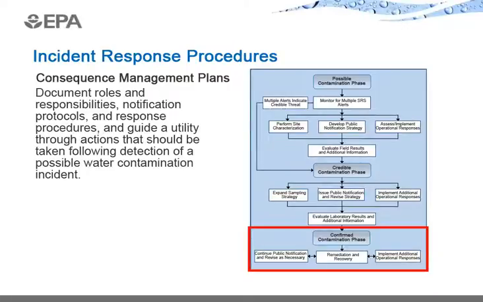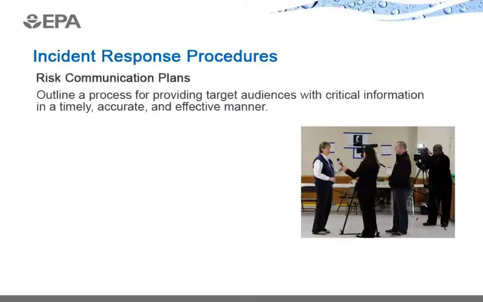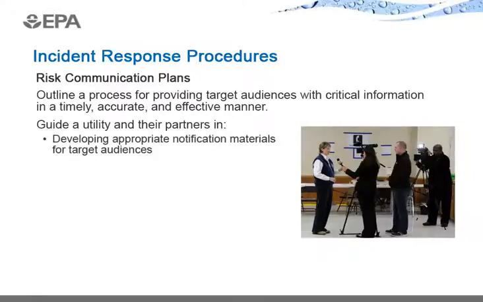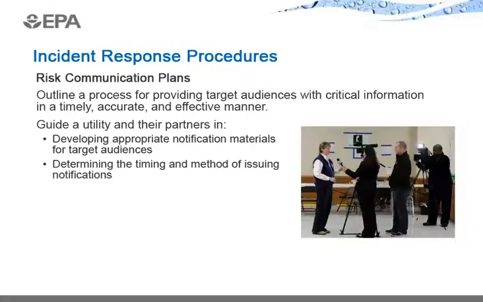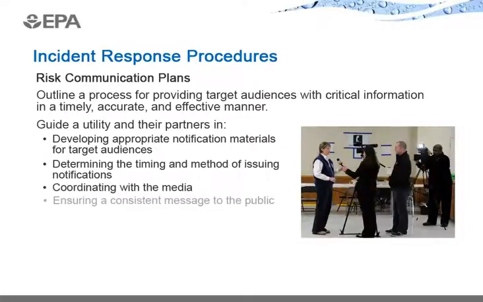Risk communication plans outline a process for providing target audiences with critical information in a timely, accurate, and effective manner. The purpose of these plans is to guide a utility and their partners in developing appropriate notification materials for target audiences, determining the timing and method of issuing notifications, coordinating with the media, and ensuring a consistent message to the public.